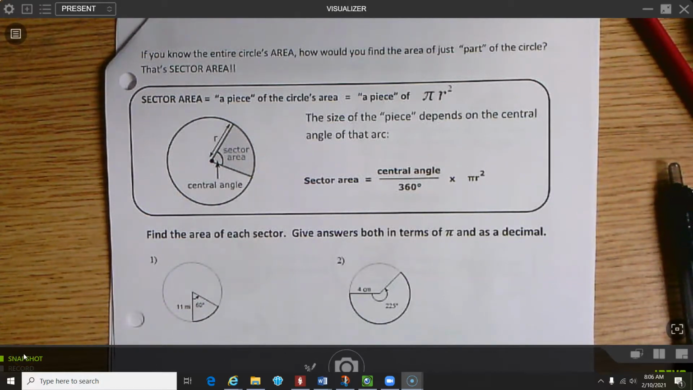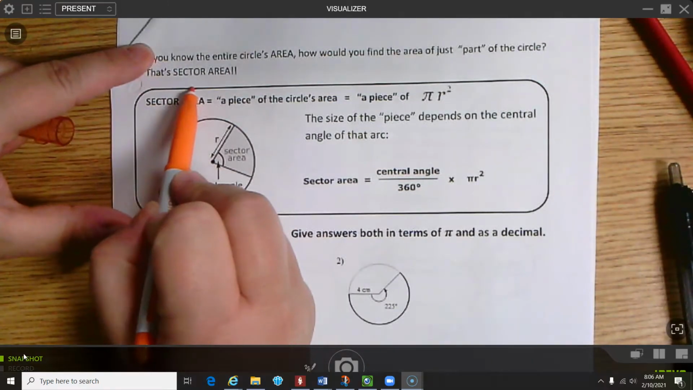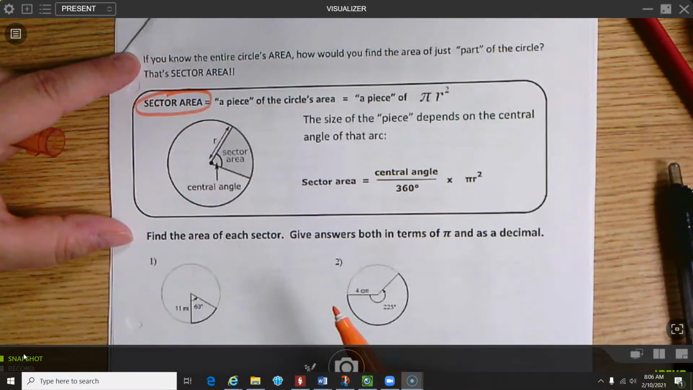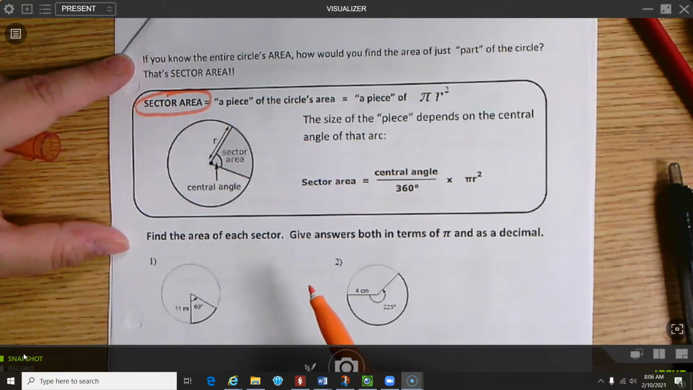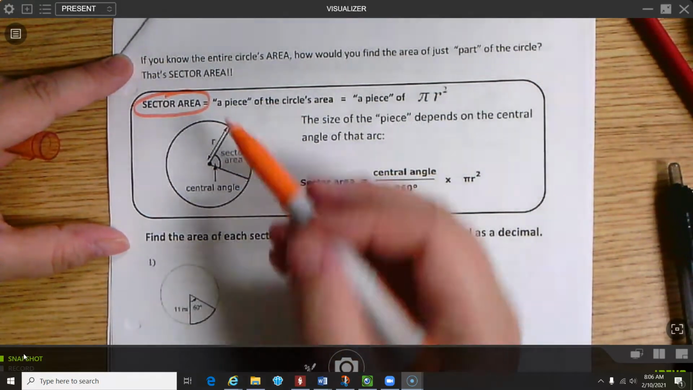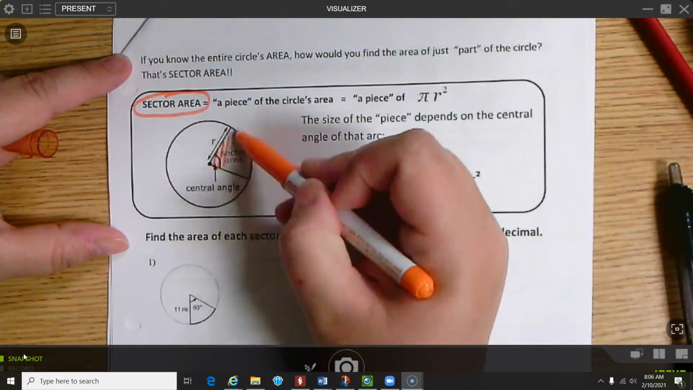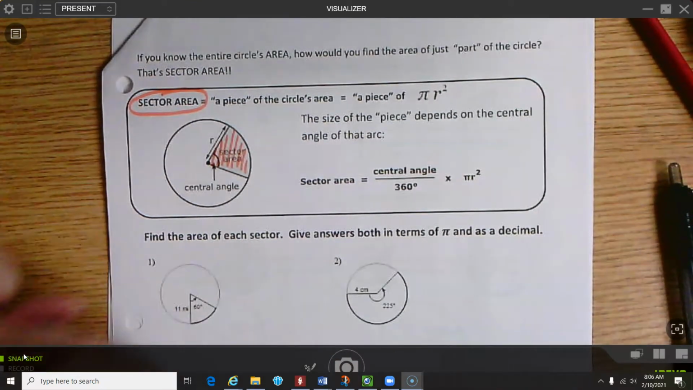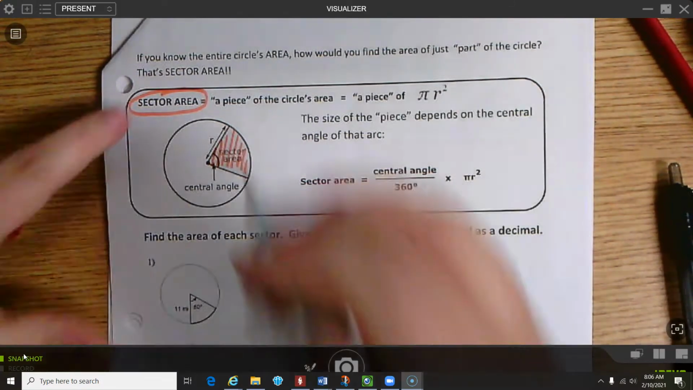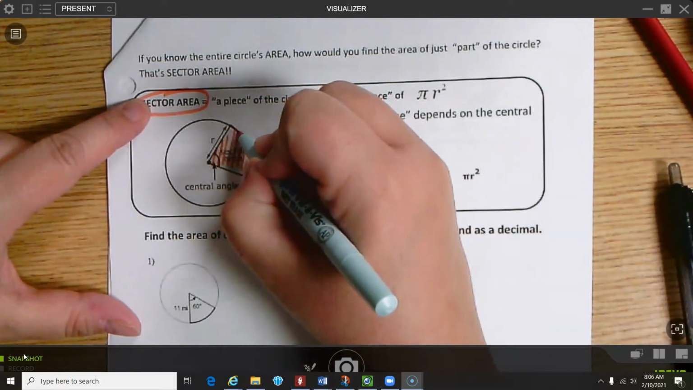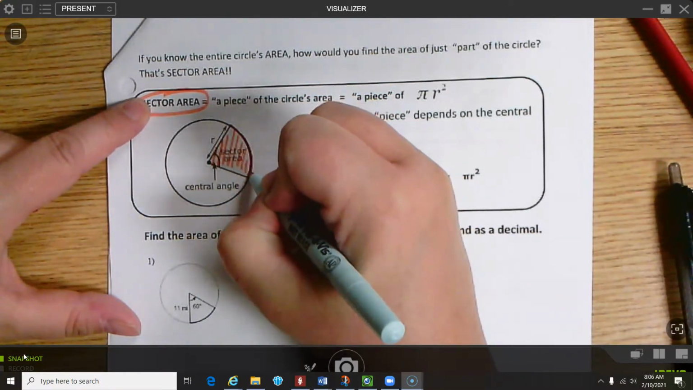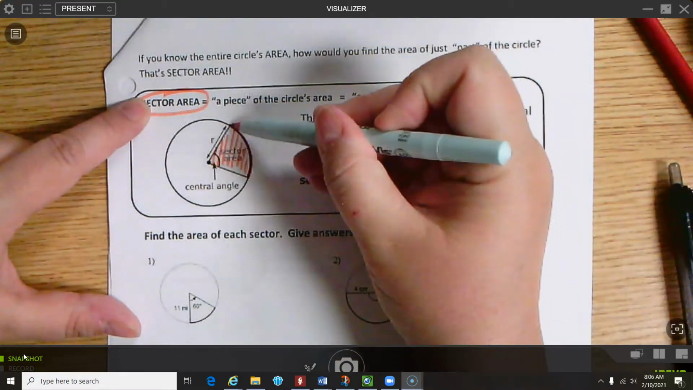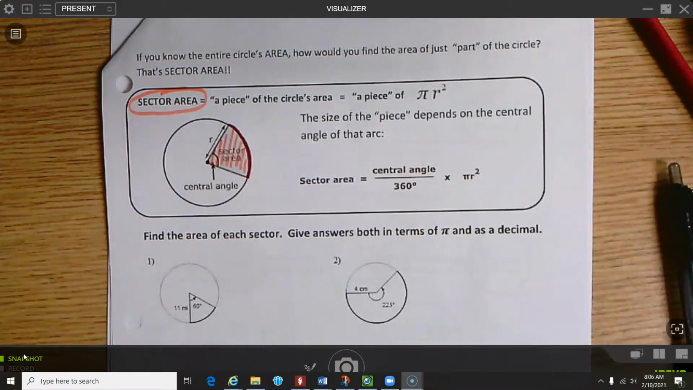A lot of times we talk about this at about the same time as arc length. The sector area is looking for the area of just a piece of the circle, a chunk of the circle. Just like arc length is always looking for just a piece of the distance around the circumference. The arc length is a part of the circumference. Well, the sector area, as you might imagine, is a part of the circle's area.